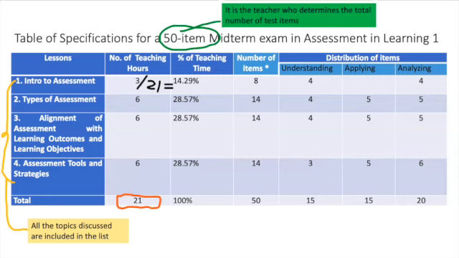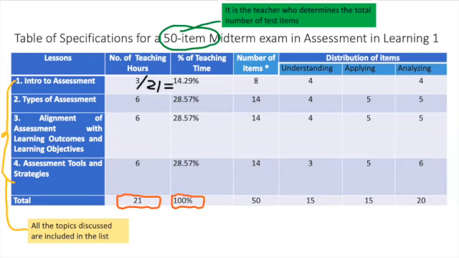I also did the same for lesson 2, lesson 3, and lesson 4. I taught lesson 2 for 6 hours, 6 over 21. The percentage time is 28.57%. The same for lesson 3 and lesson 4, with a total of 100%.